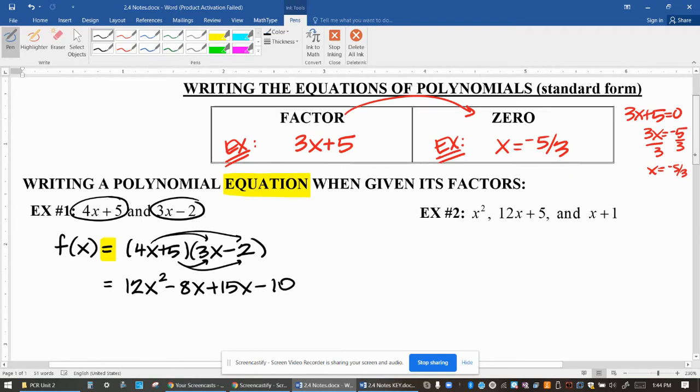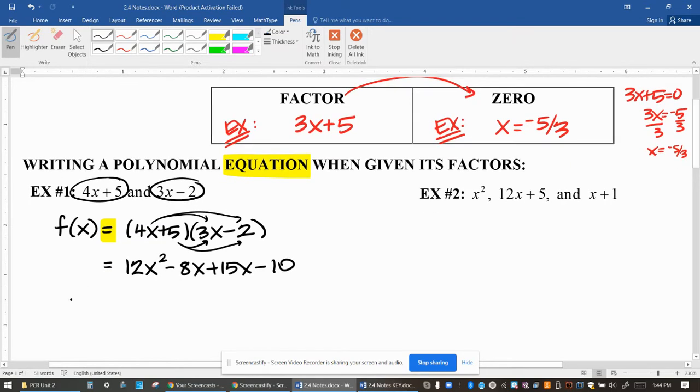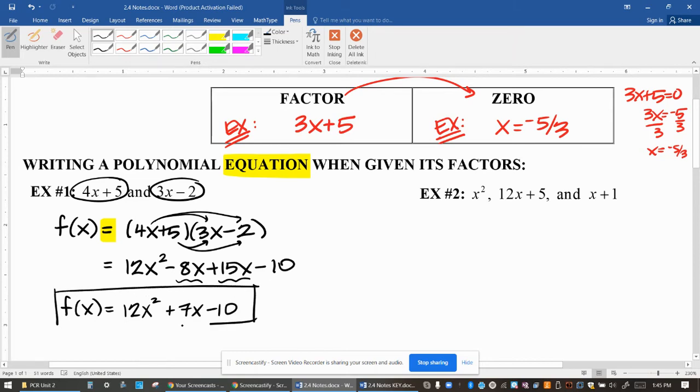And then all you have to do is check to see if there are any like terms and combine them. So here we've got negative 8x plus 15x. That's 7x. And you're done. That is a polynomial equation that corresponds with the factors of 4x plus 5 and 3x minus 2.